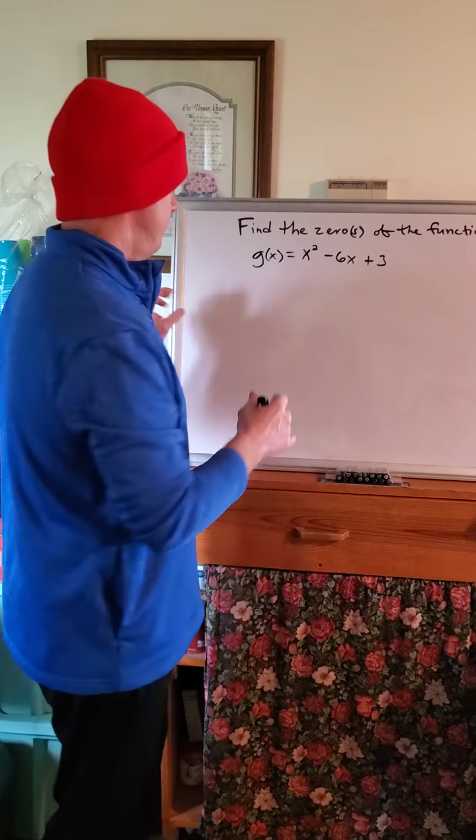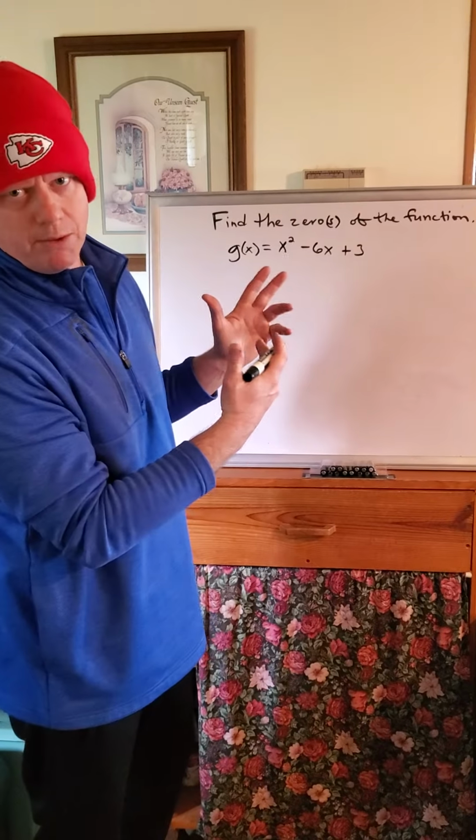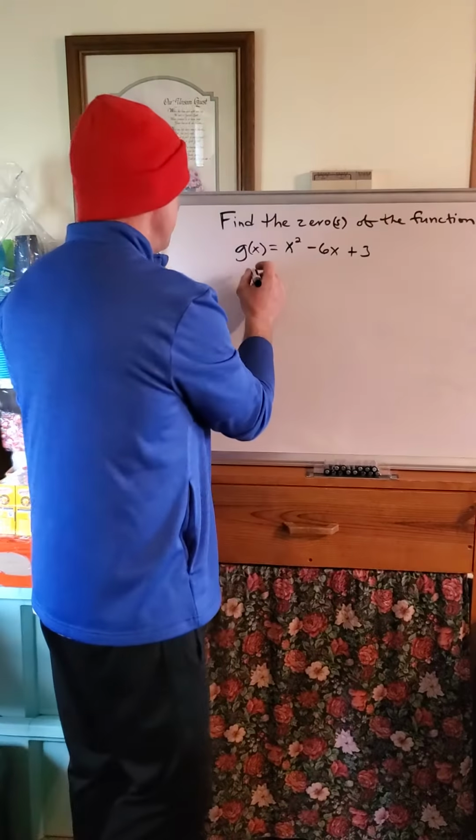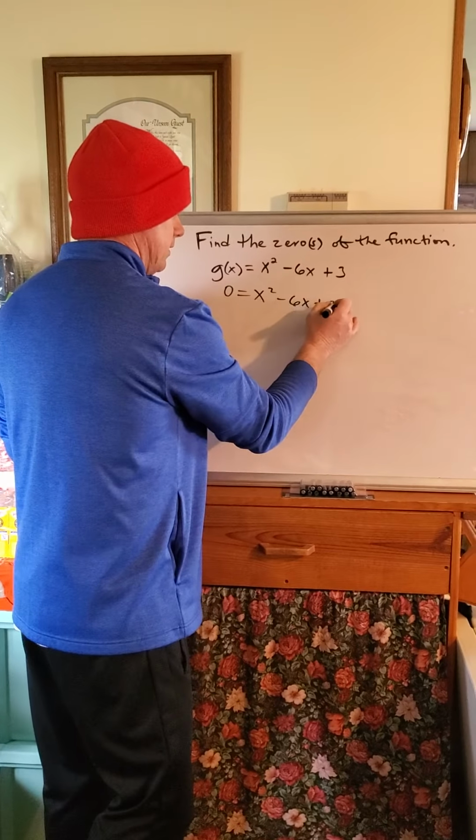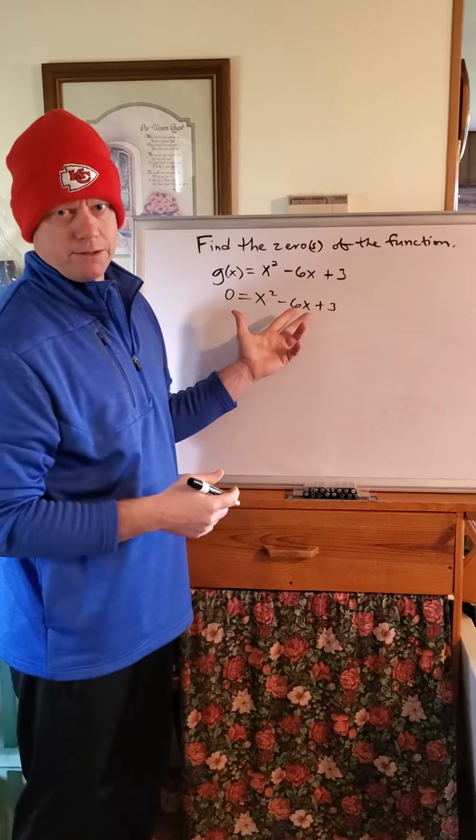If we have to find the zero of the function, we're going to put 0 in for g of x, which is the same thing as y, as a function of x. So I put 0 in for that. So basically, I'm solving a degree 2 equation, a quadratic equation.